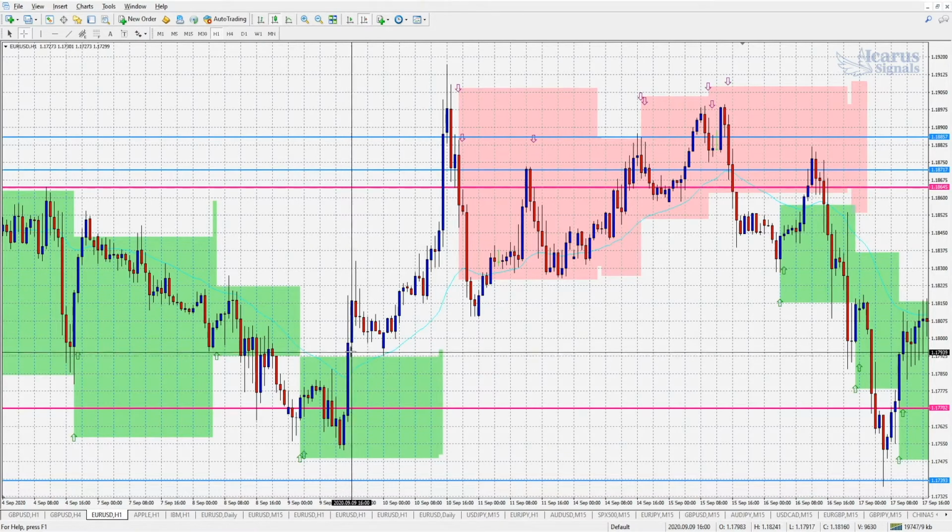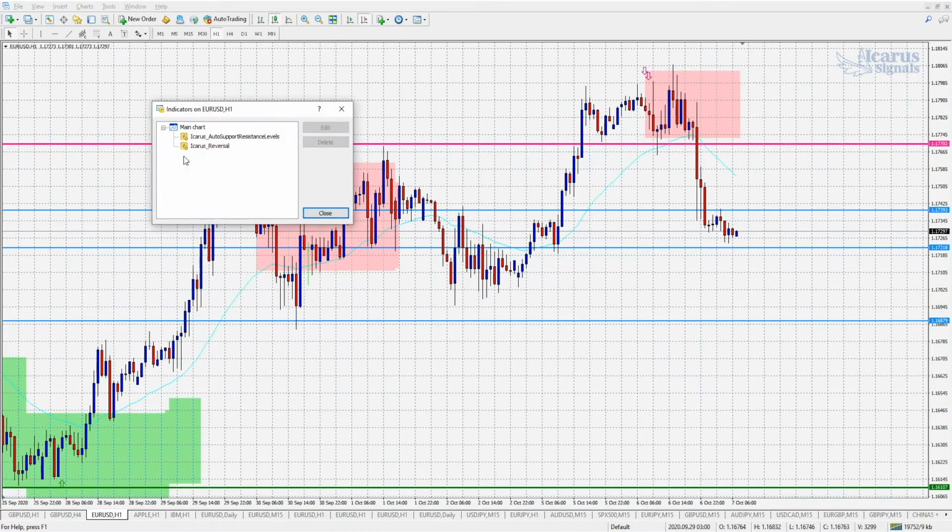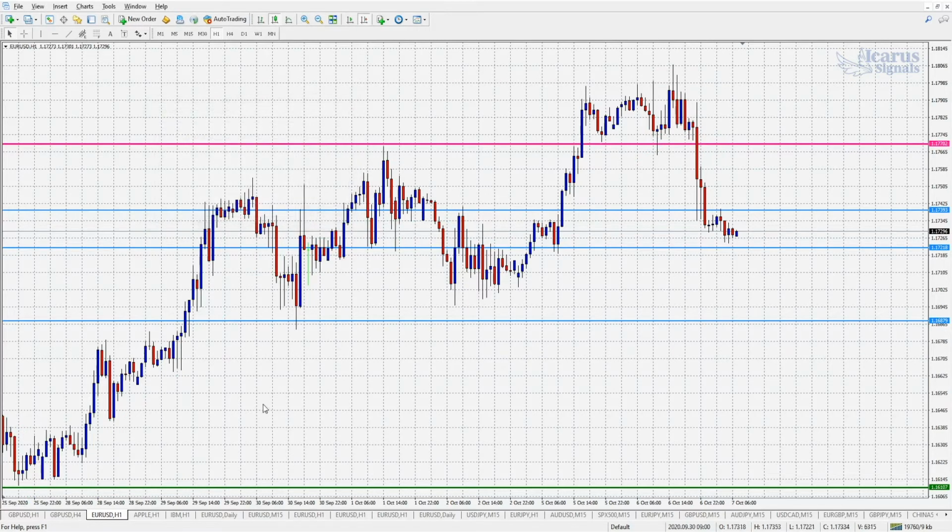Price moves up quite quickly through and then continues up fairly uninterrupted to the next Icarus Signals auto support and resistance line. Just a little bit of an extra tidbit there for people to have a look at relative to the usefulness of the Icarus auto support and resistance levels indicator when used with some of the others. We'll delete this one off for the sake of the exercise, and we'll leave it there.